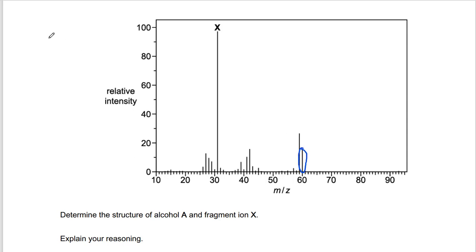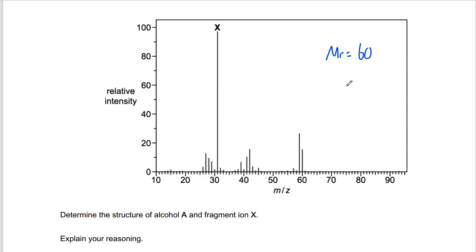Yes, if I just erase that circle, there is a tiny little peak after 60, at 61. This is not the molecular ion peak. This peak arises because of isotopes. If you've got the odd carbon-13 in there, you'll have a mass of 61 instead of 60. So 60 is the biggest peak furthest to the right. So therefore, the Mr is 60. So it's an alcohol with a molar mass of 60.